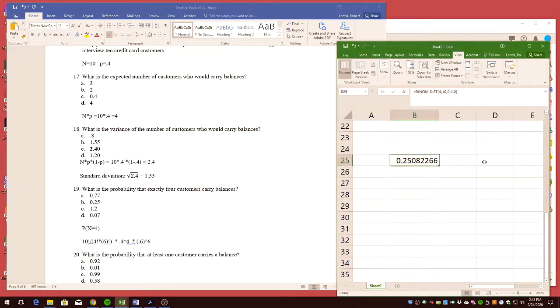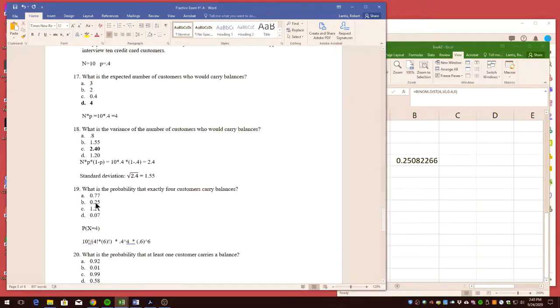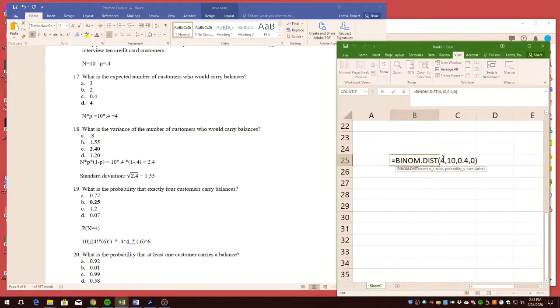So I hit enter here, I get about 0.25, right? If I enter this in my calculator, I should be getting this value of 0.025. Now, if I made a mistake and entered these incorrectly, notice I get an error, right? Or if I had instead forgotten and made this cumulative of 1, I'm going to get a wildly incorrect answer. All right? So I need to make sure I know how to use those functions in Excel.